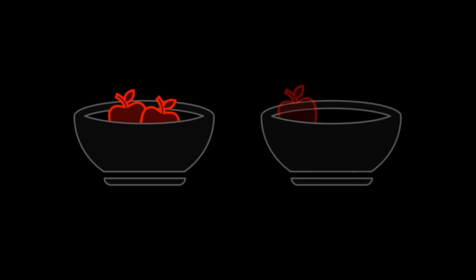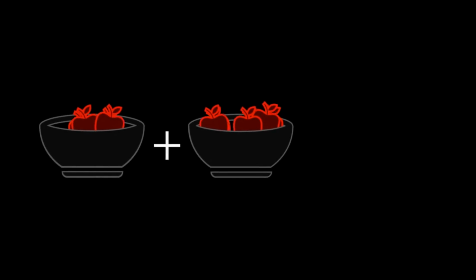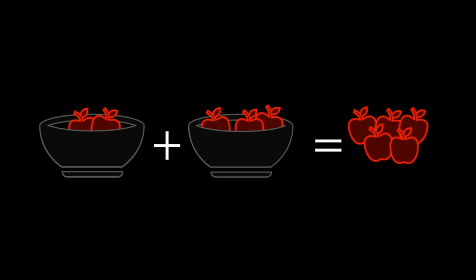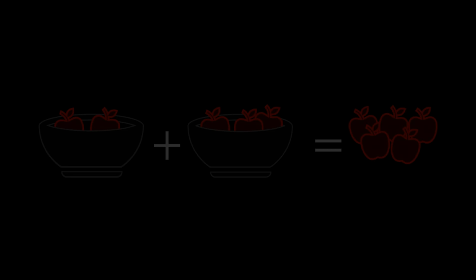Suppose in one bowl I have 2 apples, and in another bowl I have 3 apples. I would like to combine the apples from the 2 bowls. If I do so, and then count the number of apples, I would find that I have 5 apples. Mathematically, this observation is written as 2 plus 3 equals 5. And it means 2 things and another 3 things makes 5 things. In this case, the numbers stand in for objects, like apples in a bowl.